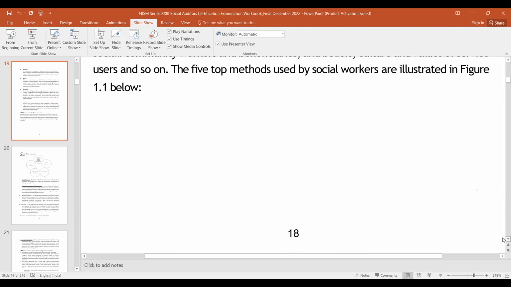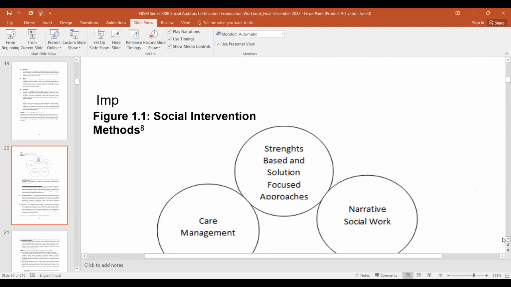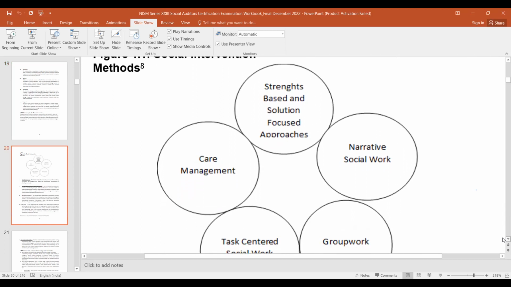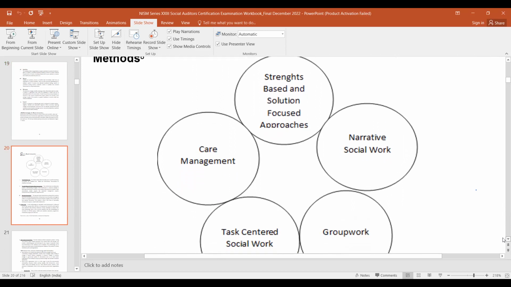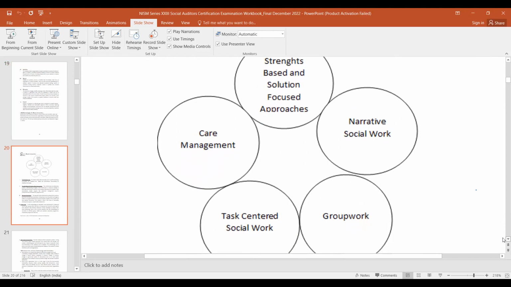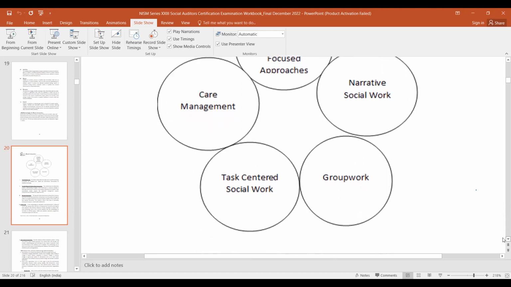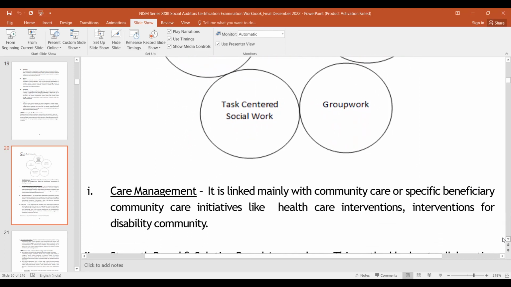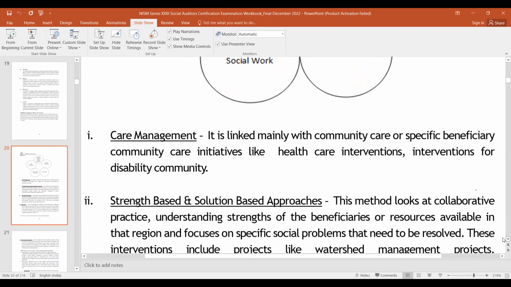So what are the top 5 methods? Let us see. So there is strengths-based and solutions-focused approaches, care management, task-centered social work, narrative social work, and group work. So these are the types. Now let us understand this. Care management, what is it? It is linked mainly with community care or specific beneficiary community care initiatives like healthcare interventions, interventions for the disability community. So this is care management.